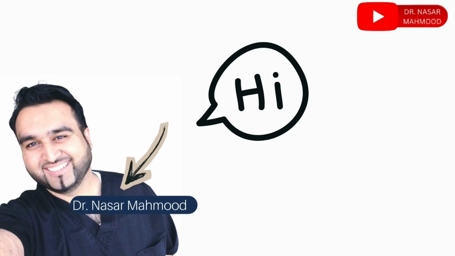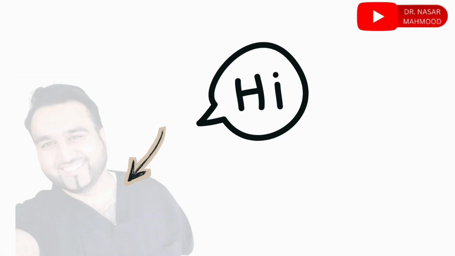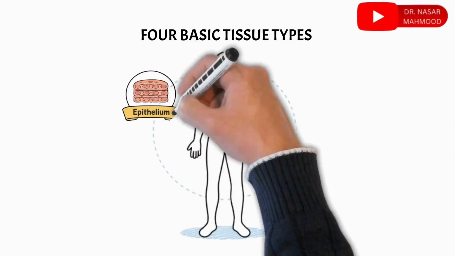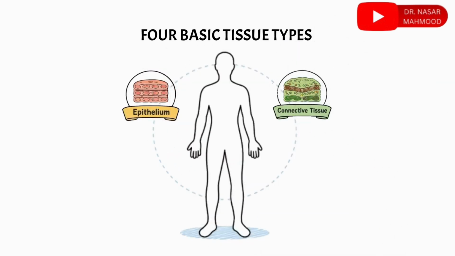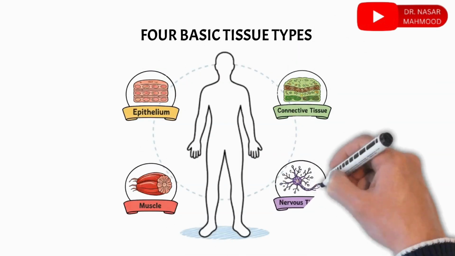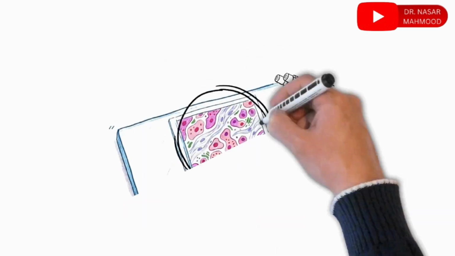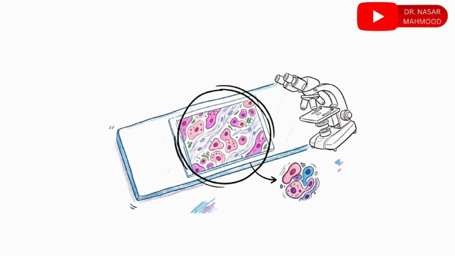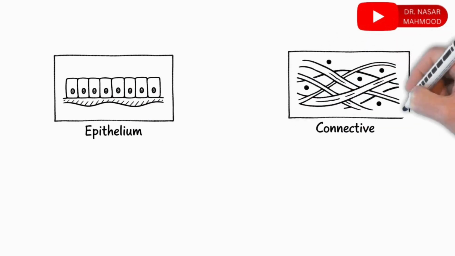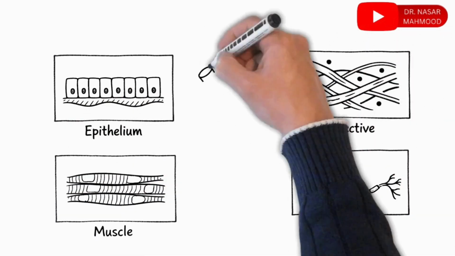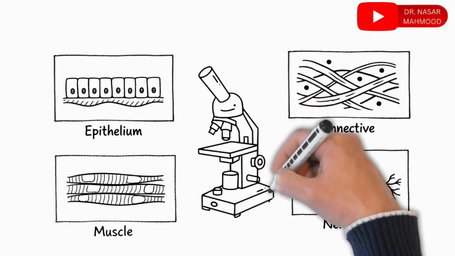It's Dr. Nasser here, and in this video we're going to talk about the 4 basic tissue types found in the human body: the epithelium, the connective tissue, muscle and nervous tissue. Now this is a foundational concept in histology and anatomy, and if you can recognize these 4 categories, you can easily position yourself in any tissue section even before identifying the specific organ.